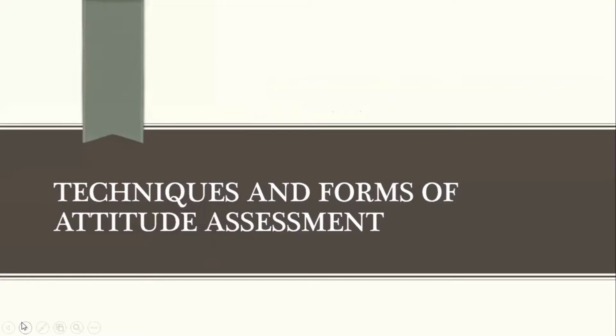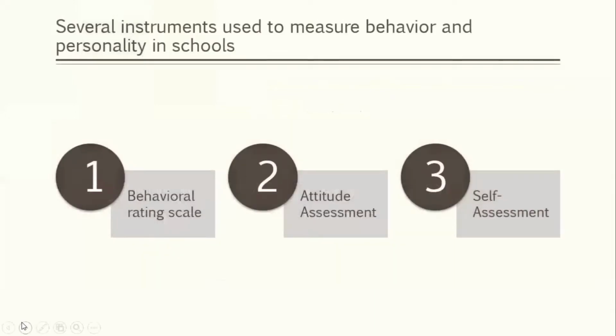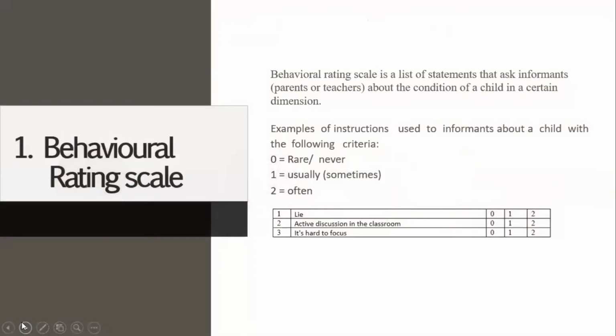The next is we talk about techniques and forms of attitude assessment. There are several instruments used to measure behavior and personality in school, including first, behavioral rating scale, the second is attitude assessment, and the third is self-assessment. For the first, we talk about the behavior rating scale. Behavioral rating scale is a list of statements that ask informants, in this case parent or teacher, about the condition of a child in a certain dimension.